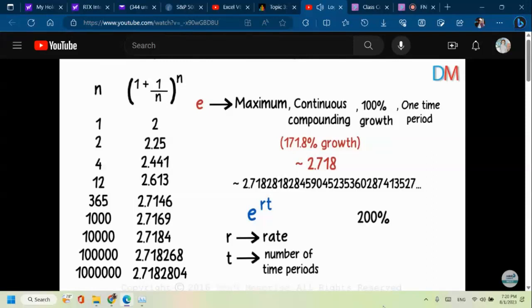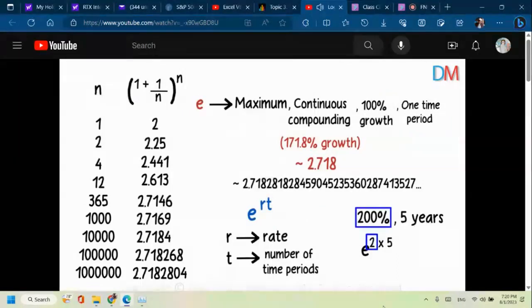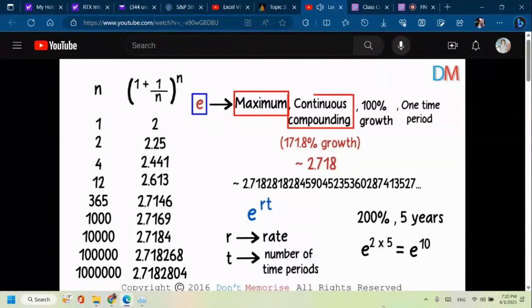So if we have a 200% growth for 5 years, then it would be defined as e to the power 2 times 5. We squared e to include 200% growth, and we raised it to 5 as there are 5 time periods. It'll give us e to the power 10. E is nothing but the maximum possible result after continuously compounding a 100% growth over one time period.